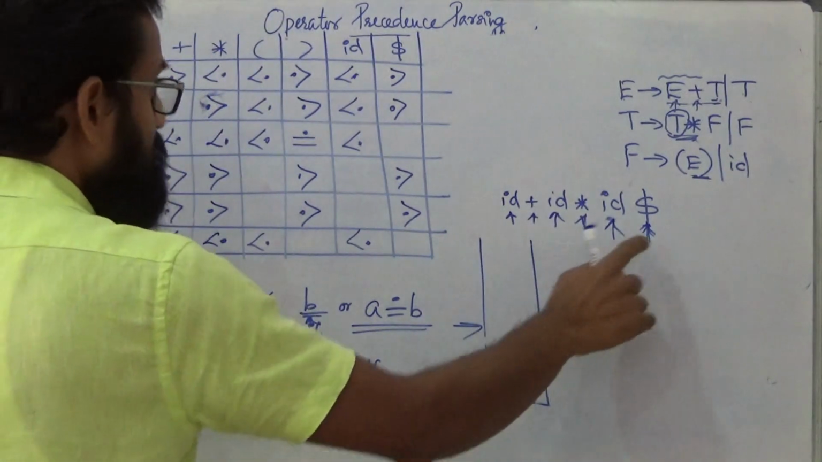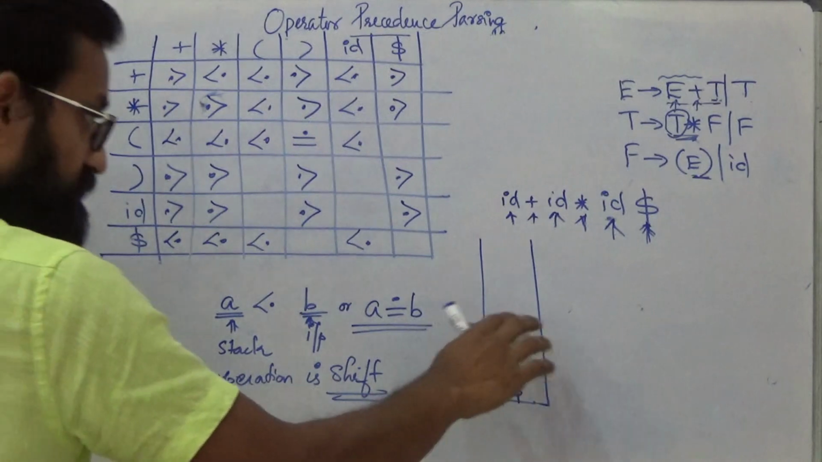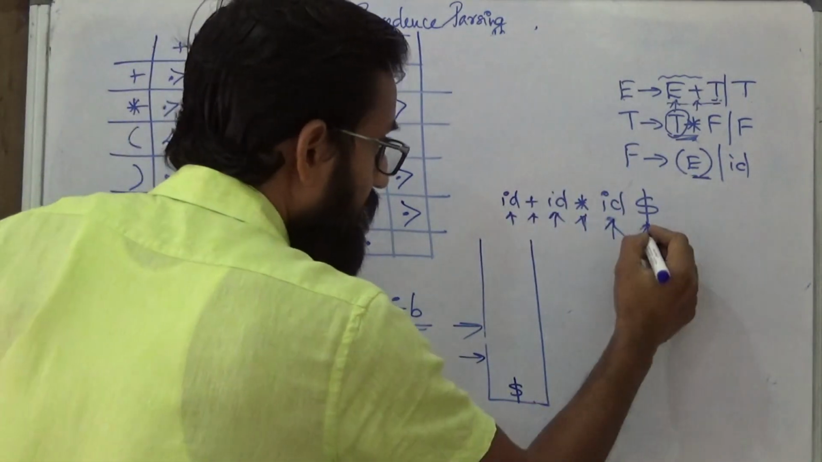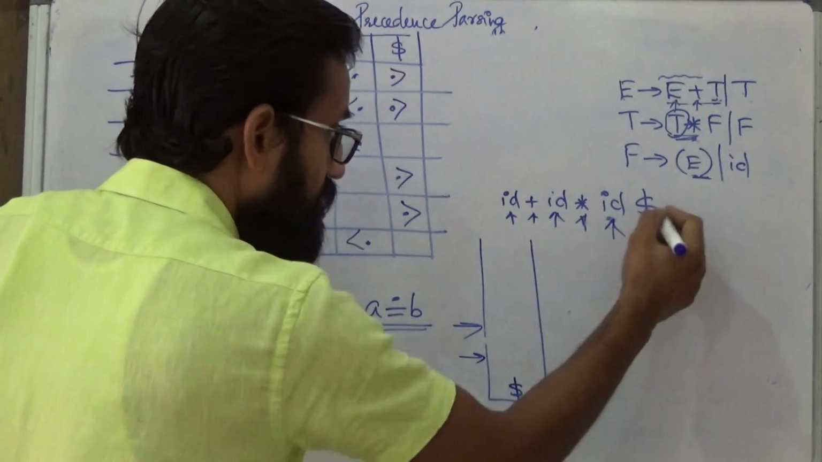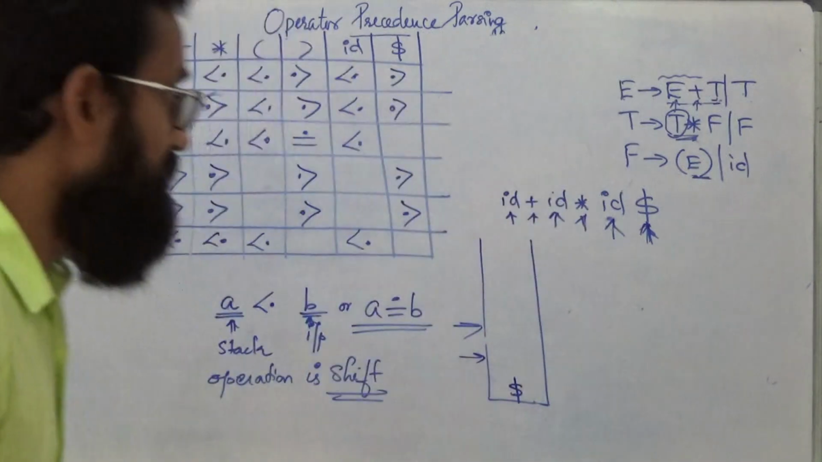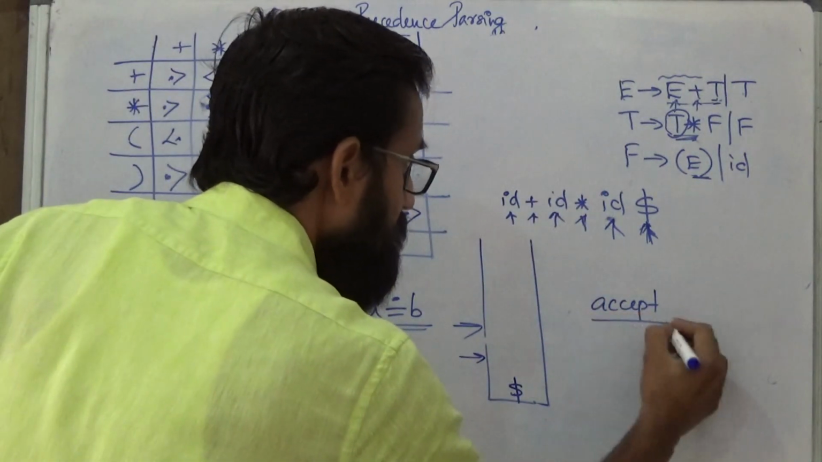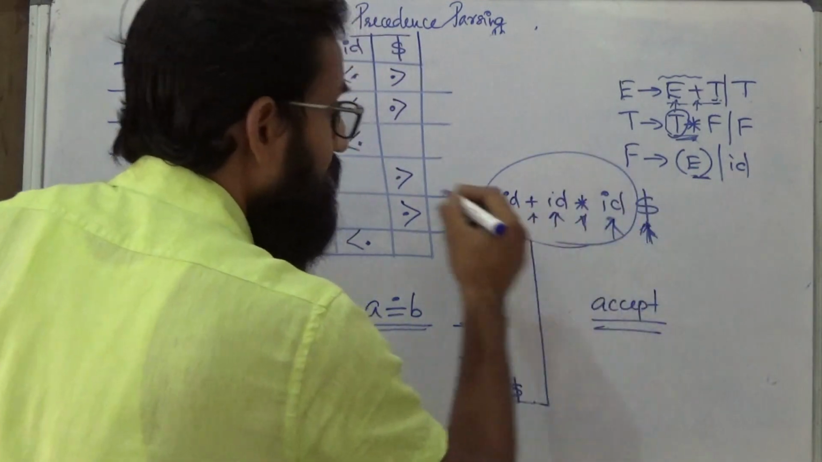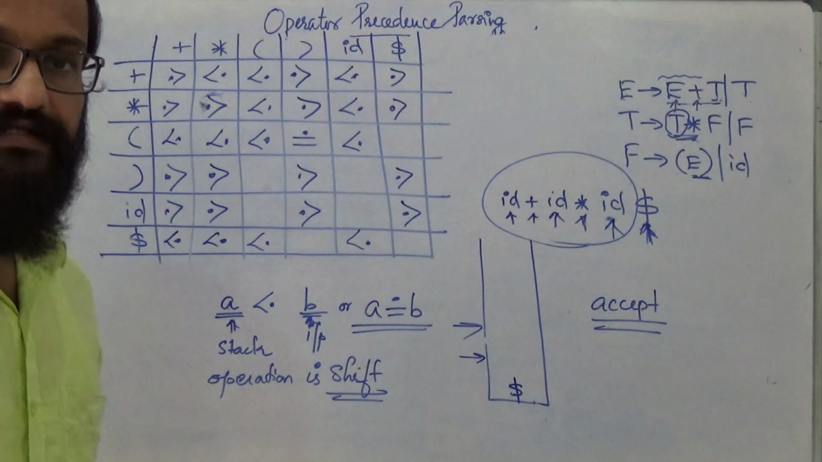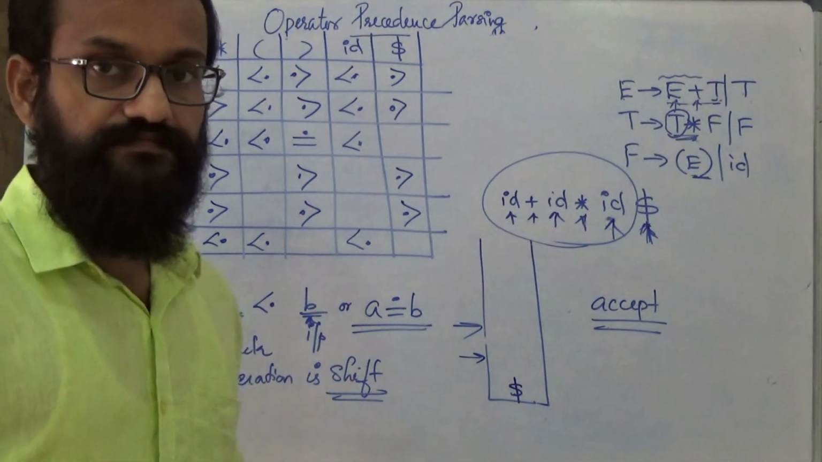Again compare plus dollar. The content in the stack has higher precedence, so this will be the handle and perform the reduction operation. At the end it will read dollar. So the content at the stack top will be dollar and the input encountered is dollar. So it will accept the input string, or this will be treated as a valid string. So in this way, this operator precedence parser validates the input string.